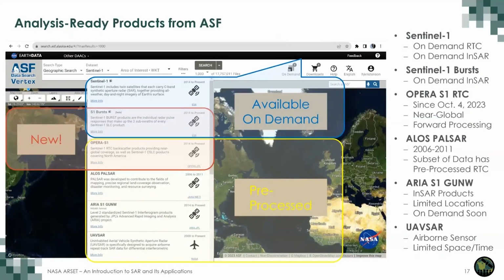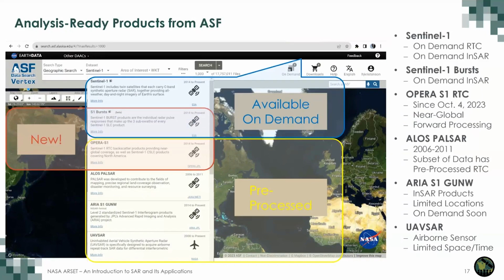Historically, we've not had a lot of analysis-ready products available for SAR datasets, but that's really been changing. And in the past 5 years in particular, we're seeing a lot more analysis-ready products that are available to the public. We have a couple of different main pathways of providing analysis-ready data. The first is a pre-processed dataset that is archived and ready for download, but we also have on-demand processing available.